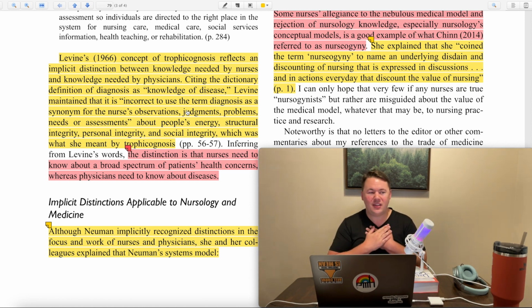Because is it really the case that us nursing students and us new nurses, we're all just so stupid we can't keep up with your brilliant theories? Or is it that there's a problem with your theoretical thinking?